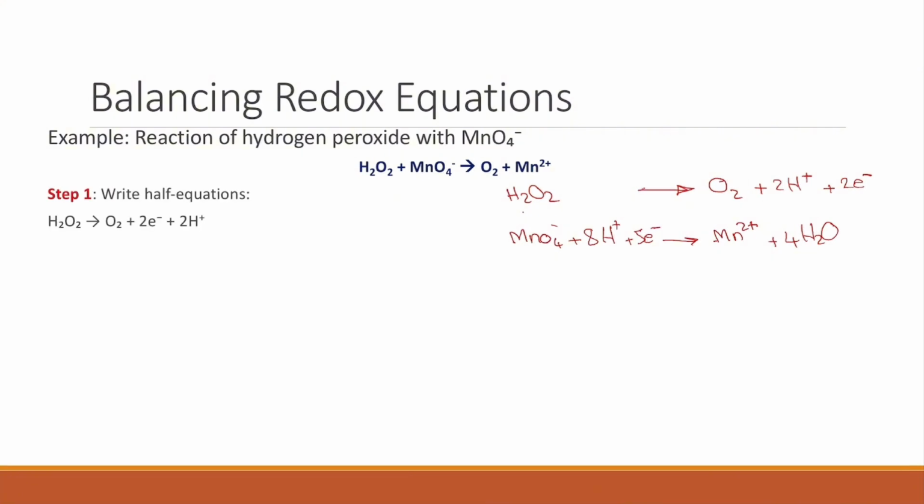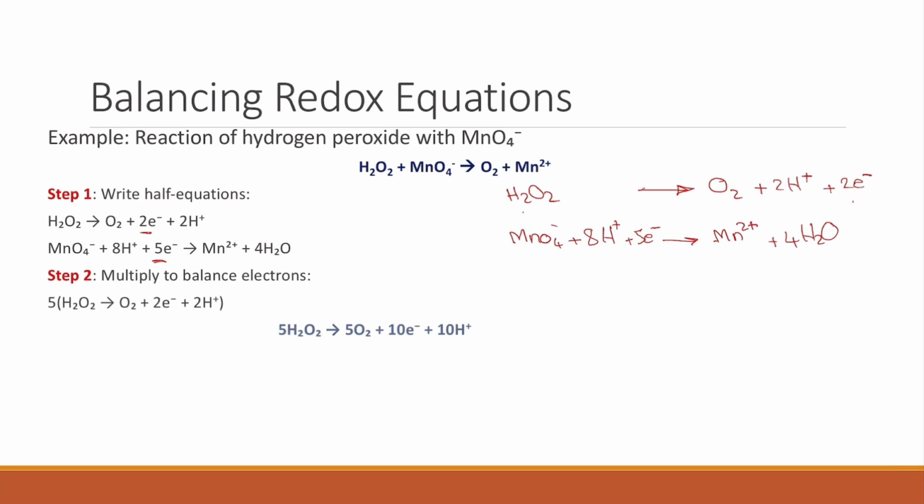Now we have these two half equations as we've written them. Now we need to add these two together. Before we add them, we need to balance the number of electrons, so it will be the same for the oxidation reaction and the reduction reaction. There are 2 in the oxidation and 5 in the reduction. We can make them both 10 by multiplying the first equation by 5 and multiplying the second one by 2, and that will give us 10 electrons for each of these.